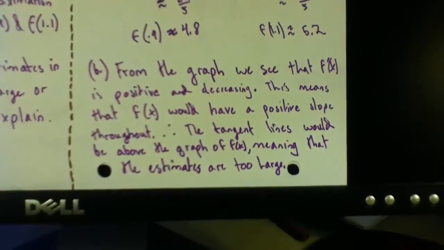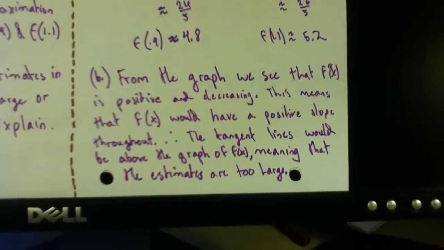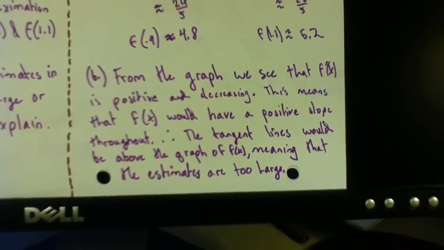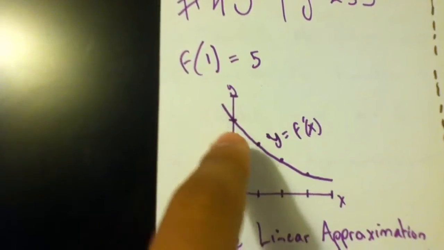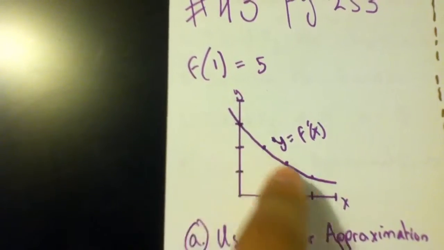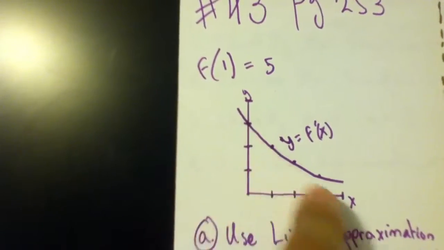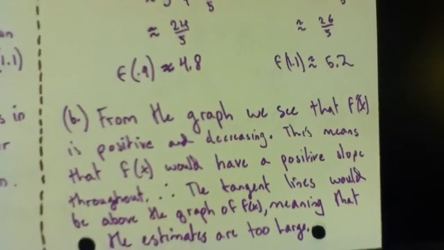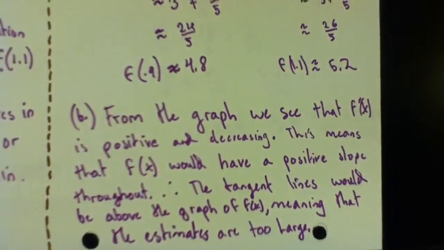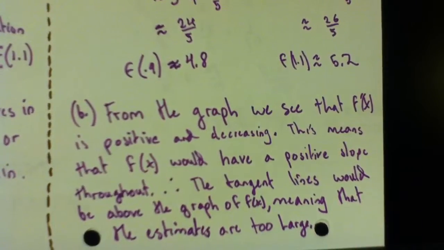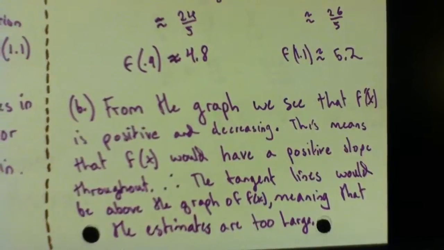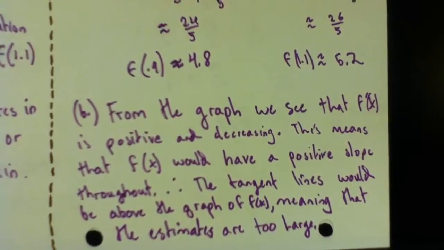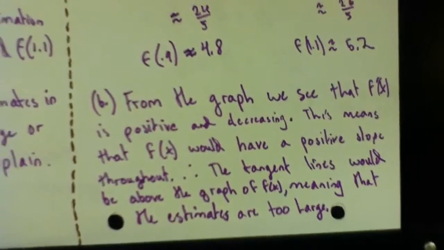Now for part B, from the graph we see that f prime of x is positive and decreasing. So the slope is positive the whole time. This means that f of x would have a positive slope throughout. Therefore, the tangent lines would be above the graph of f of x, meaning that the estimates are too large.